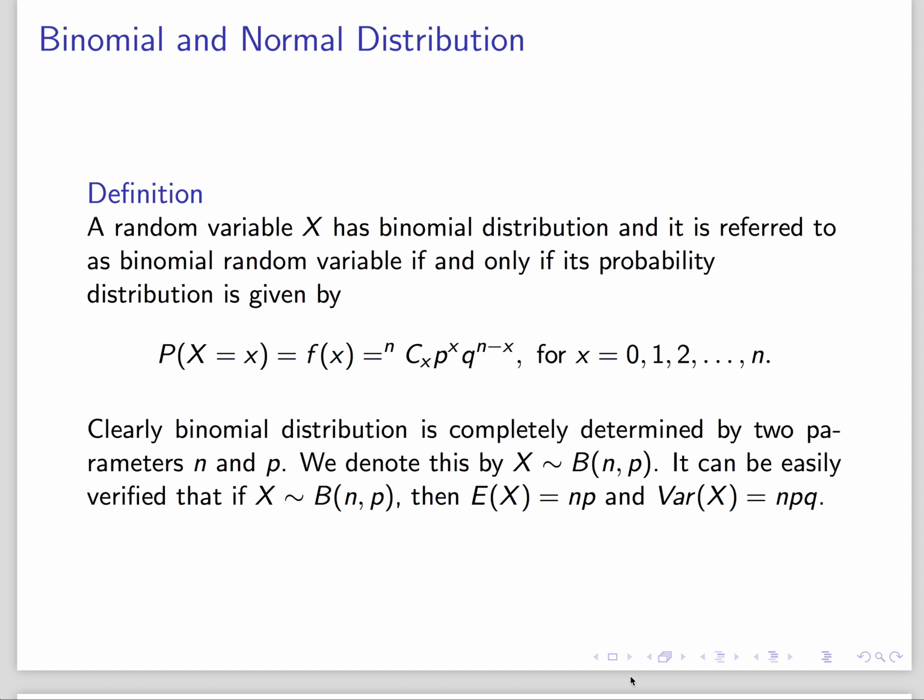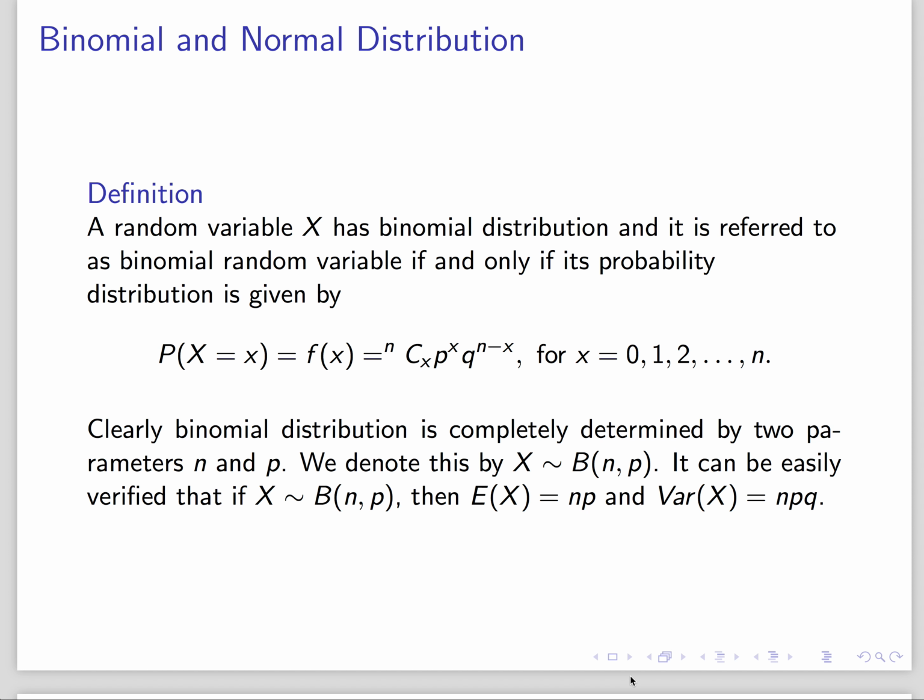Binomial distribution corresponds to n number of trials in which the random variable x corresponds to the number of successes. Each trial has two possible outcomes, that is success and failure. Probability of the success is denoted by p and probability of failure is denoted by q. Clearly p plus q is equal to 1.